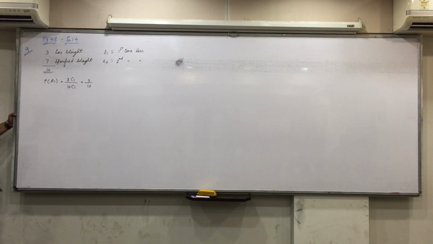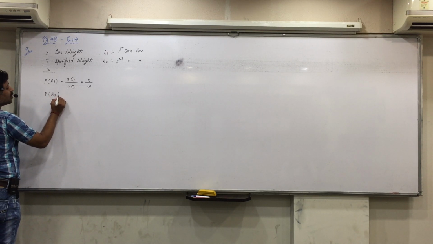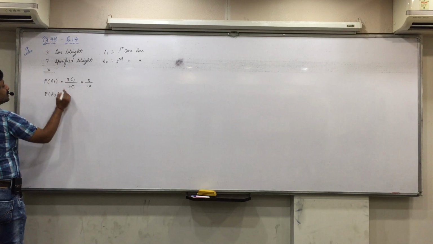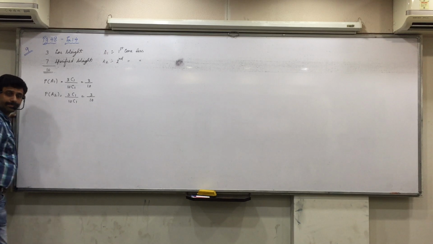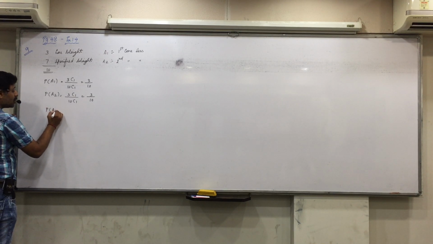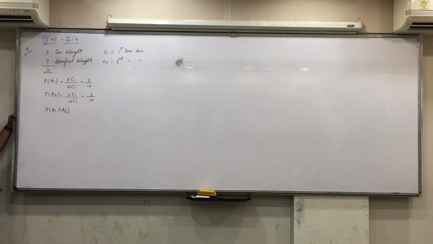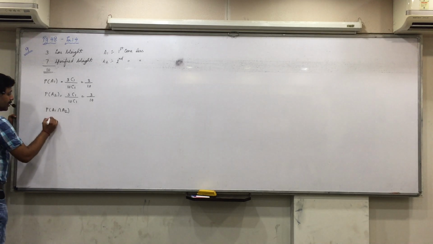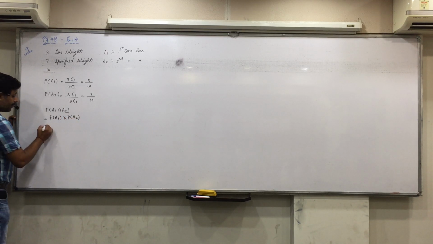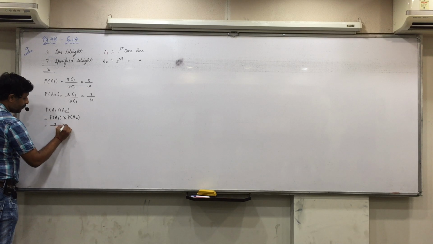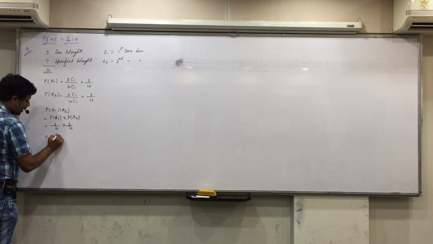Now you select the cone and you keep it back with replacement. So again, what is the probability that the second cone also has less than specified weight? Same, 3C1 upon 10C1, 3 by 10. What is the probability that both the cones have less than specified weight? A1, first cone has less than specified weight, and intersection means second cone also has less than specified weight. Independent events, P of A1 into P of A2. That is 3 by 10 into 3 by 10, that is 9 by 100.